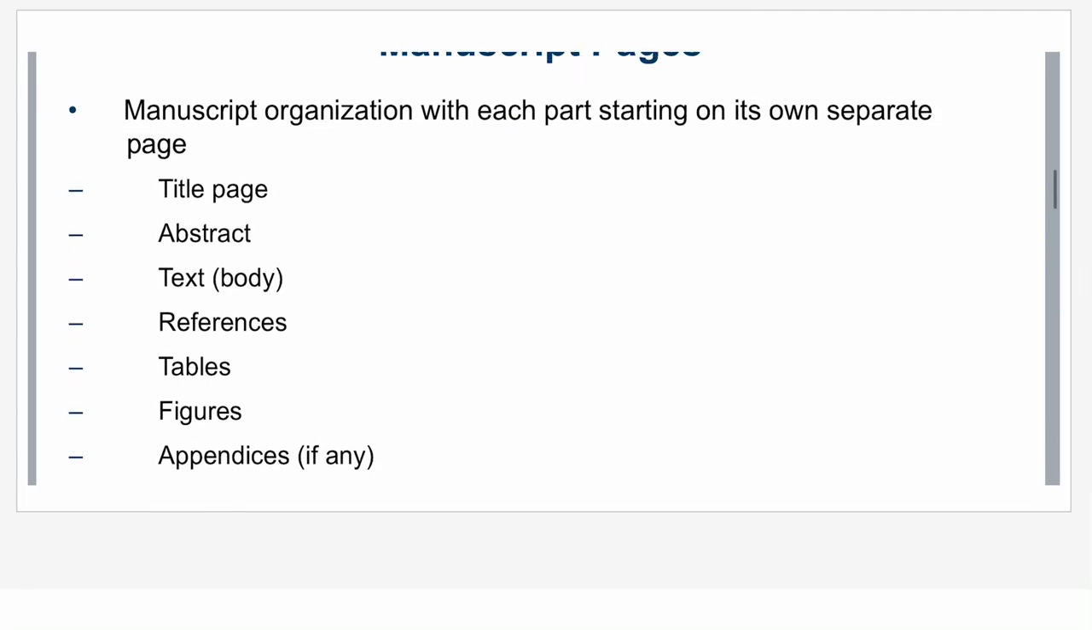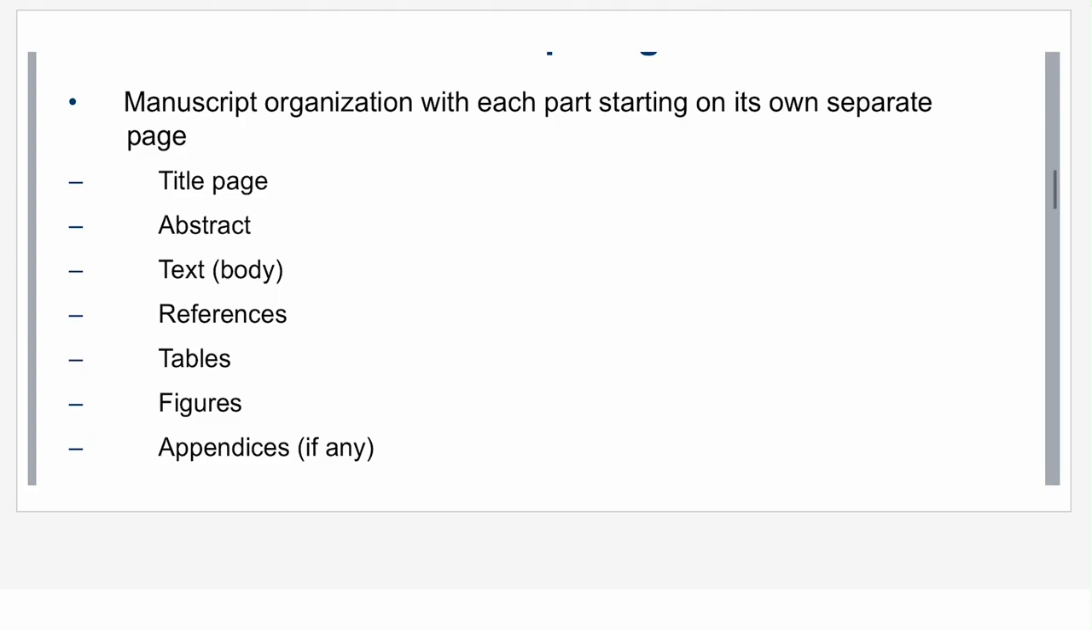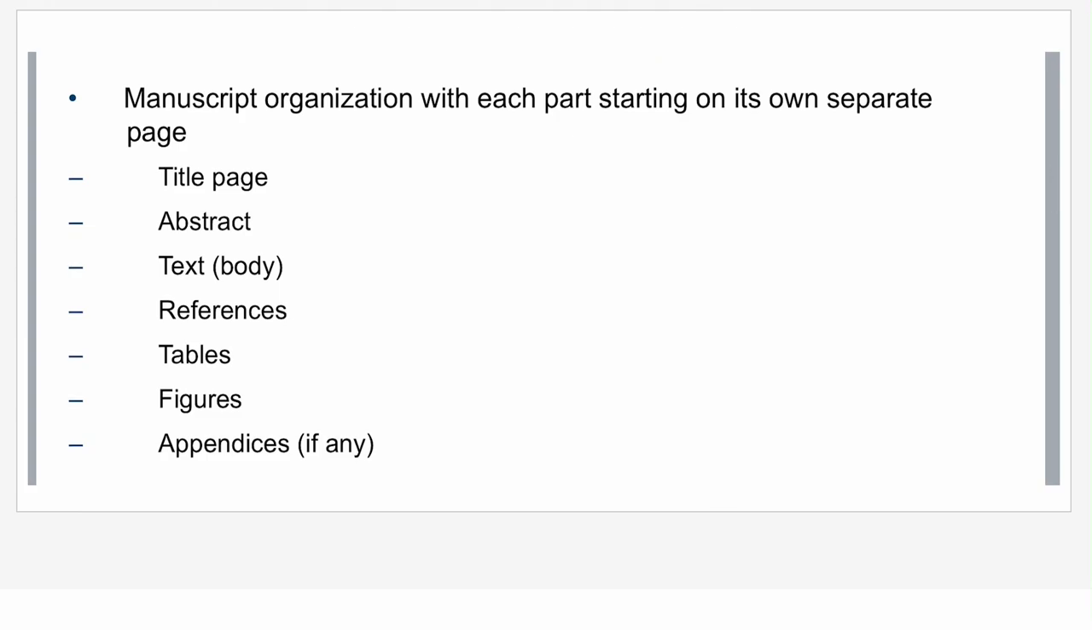For the different pages of the report or manuscript, the title page is page 1. The abstract is on the next page, page 2. That's the summary, and it has the word abstract at the top. Then page 3 starts the body of your paper, which has those 4 sections, and as many pages as it takes to do them.